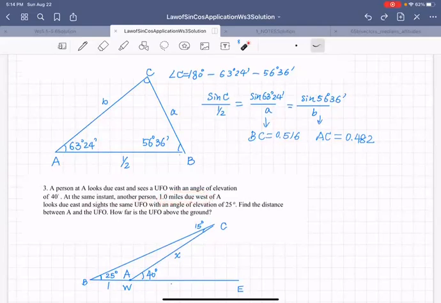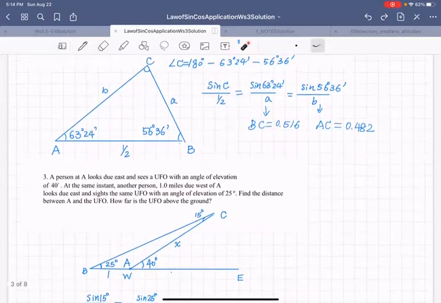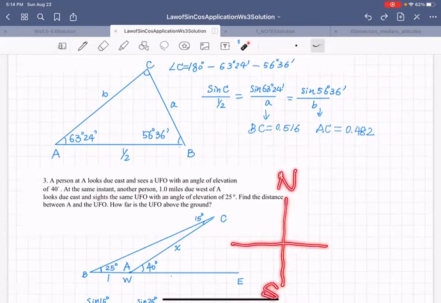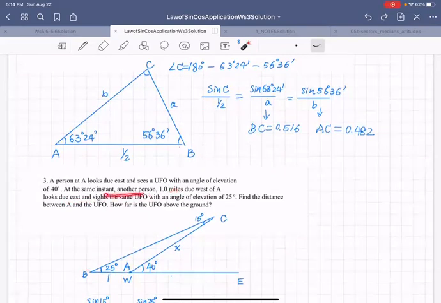Well, you have to know that when we mark it, we write down this way. We call this north, south, west, east. So this guy due west, due east. So this guy, first, same instant, another person 1 mile due west of A. So A is this location. Due west, so means go to the left, okay?